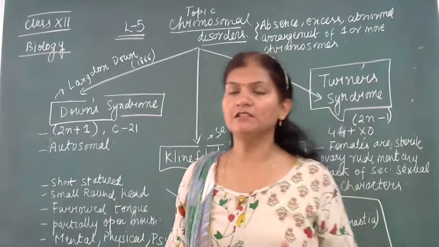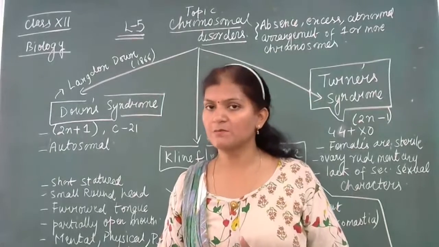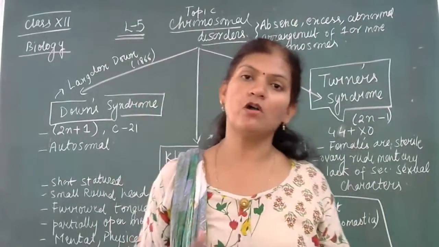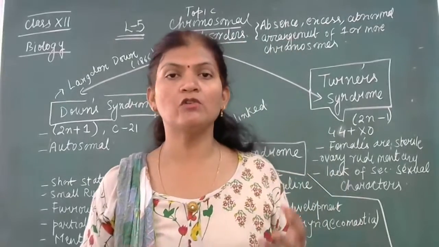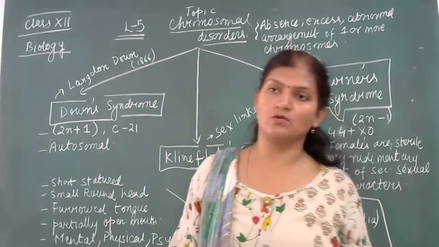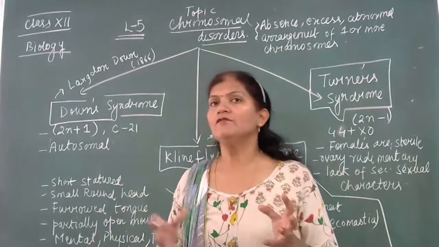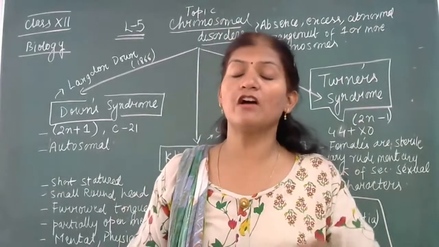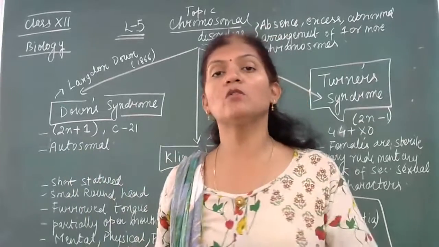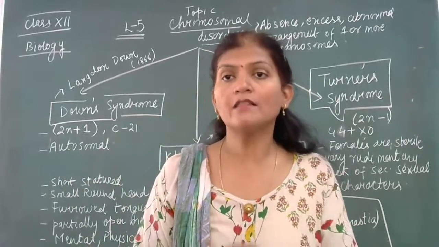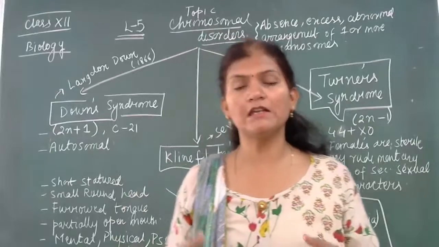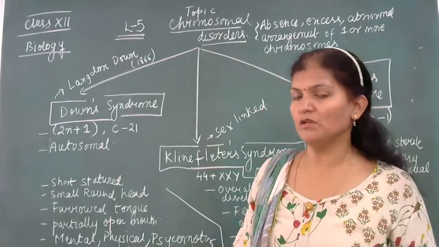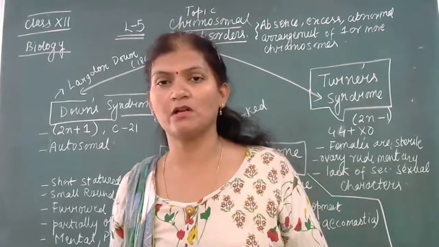So there we have learned that chromosomal disorder takes place due to what? Due to absence, or due to excess, or due to abnormal arrangement of one or more chromosomes. Now if these chromosomes are in excess, or if one chromosome is deleted, or one chromosome is added, or there is improper arrangement, then it leads to a type of disorder which is known as chromosomal disorder.